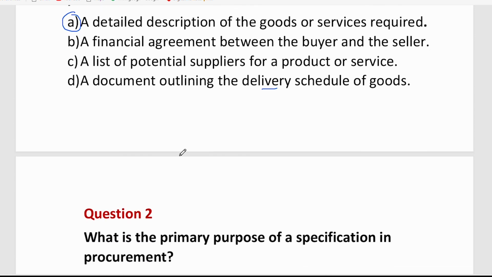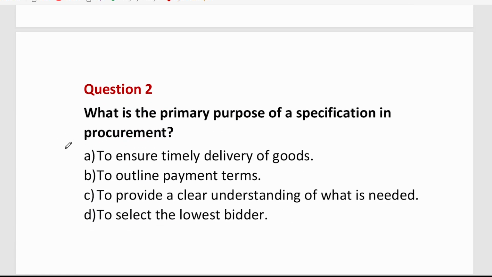Now, another question that you could be asked here is: what is the primary purpose of specification in procurement? Is it to ensure timely delivery of goods? That's what the key performance indicators are going to do, right? To outline payment terms? Not really, those are just terms. To provide a clear understanding of what is needed? Of course. Because you need to understand what is needed, that is why we specify what is needed. Again, those questions just go to point out whether you really know what specifications are or you don't.